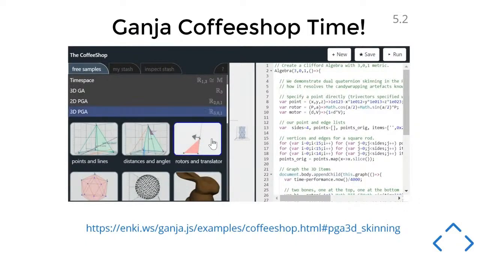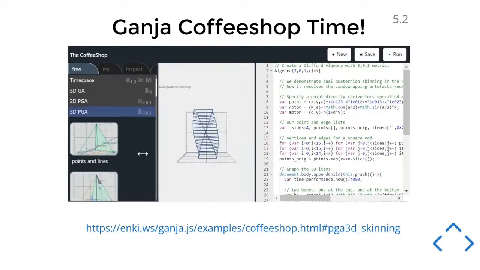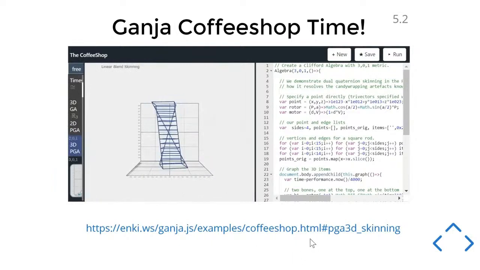Here's the 3D PGA. One of the things, for instance, is I give the link to here. This is the interpolation, the nice interpolation between two extremal rotations of a rod, where classically you get a candy wrap phenomenon if you don't do it carefully enough. But of course, in the geometric algebra interpolation, you get a much more smooth way of doing that.